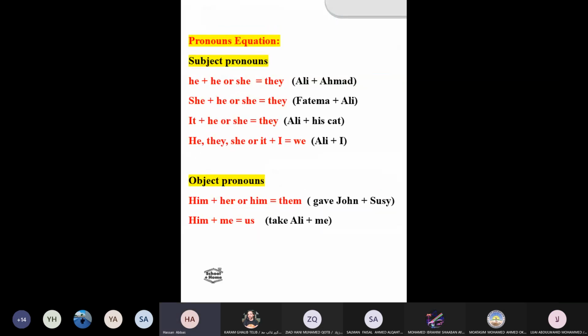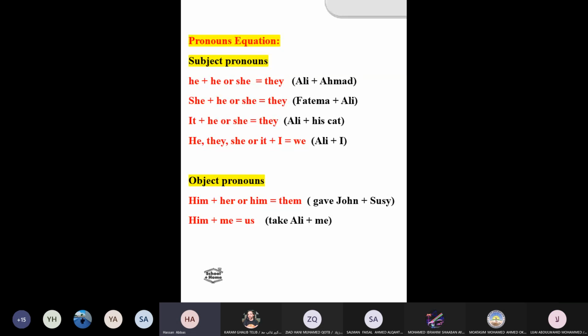Okay, so today we have a mathematical question. The pronouns equation of today is about subjective pronouns and objective pronouns. So you say, Mr., we have equations in English? Yes, for that lesson, for sure, we have. When we say he plus he or she equal they, that means Ali plus Ahmed equal they. She plus he or she equal they too. Fatima plus Ali equal they. It plus he or she equal they. Ali plus his cat equal they.